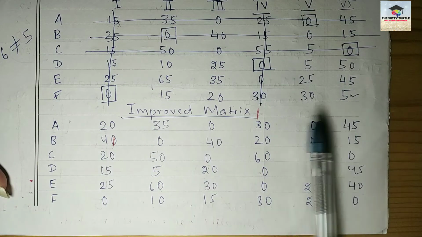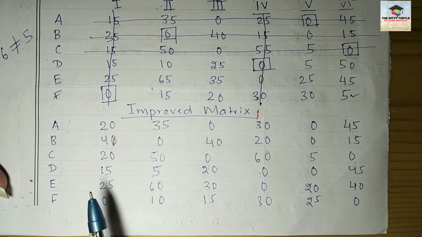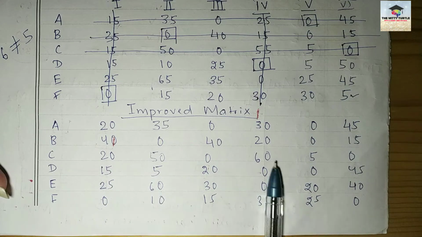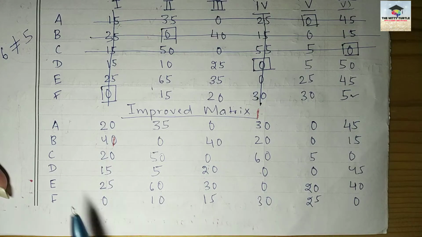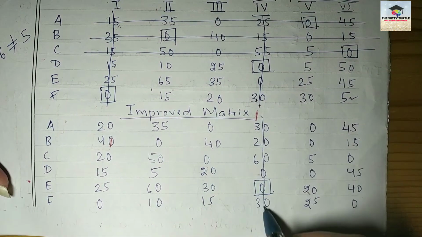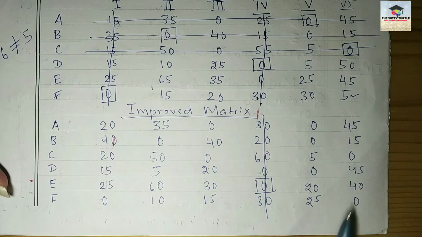So how many zeros are there in the first row? There are 2 zeros, so you can't cut any. The second row also has the same 2 zeros. And in the third row also you have 2 zeros. In the fourth row also you have 2 zeros. But in the fifth row you have only 1 zero. So yes, you can cut this entire column. Now in the sixth row also you have 2 zeros. So we have checked all the rows.